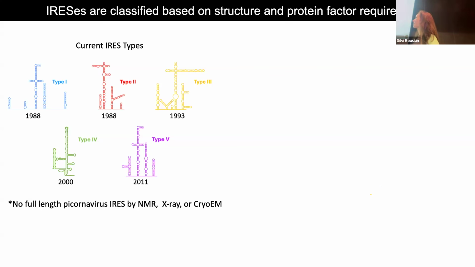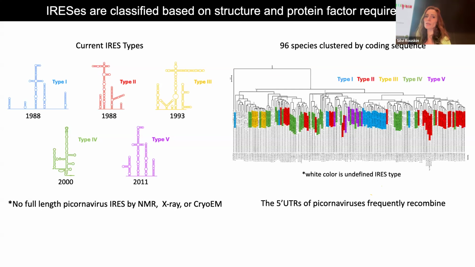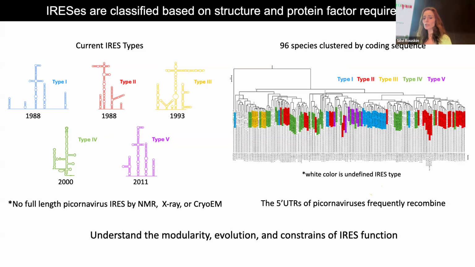You can see type 5 was discovered as recently as 2011. And the classification is, I would call it, a little bit loose because it's really based on: is this motif present? How many domains do we have? Things like that. And a lot of structure predictions. But an interesting thing is that if we take just the coding sequence, of 96 species, and cluster it by coding sequence, what you see is that the IRES type doesn't cluster together like the coding sequence. So even though those are very similar viruses, they have different IRES types. And white color is undefined IRES type, it's just unknown. This is to say that the literature thinks that the 5' UTR of picornaviruses can frequently recombine. So we were trying to understand the modality, evolution, and constraints.